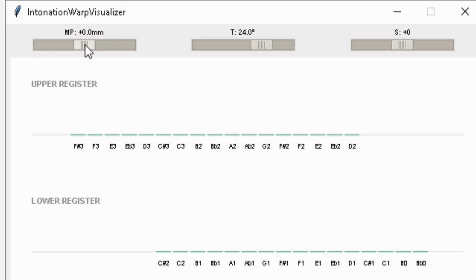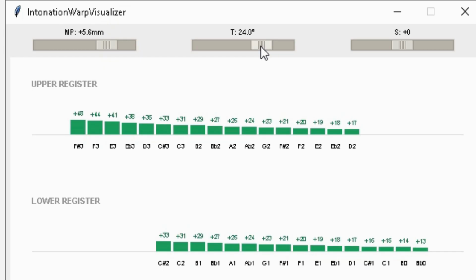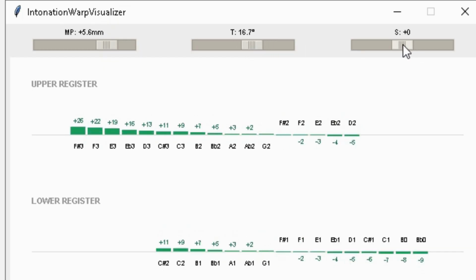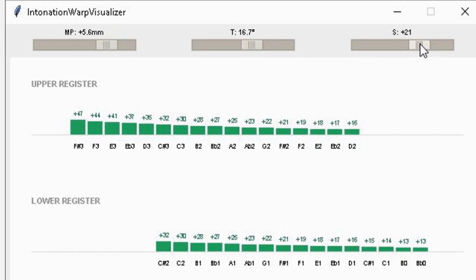At the top left is the saxophone mouthpiece position regulator. In the middle is a temperature regulator. On the right is the setup offset knob. This is a parameter showing the individual characteristics of each saxophone, consisting of a saxophone reed, mouthpiece, neck, and saxophone body. Below are the deviation diagrams for the upper and lower octaves.